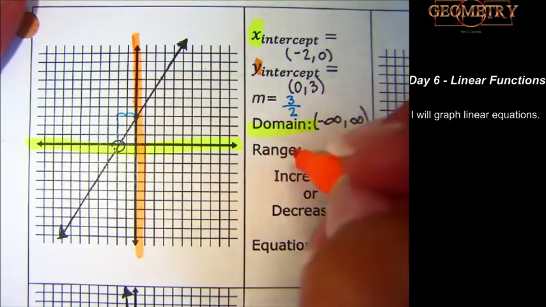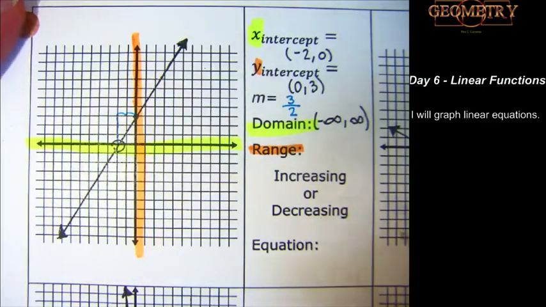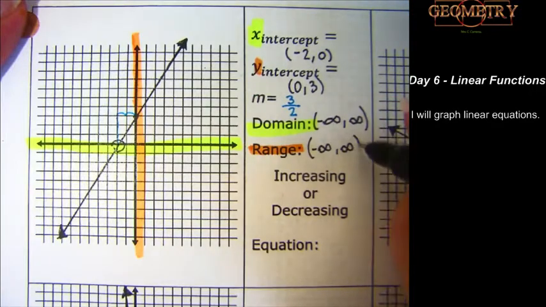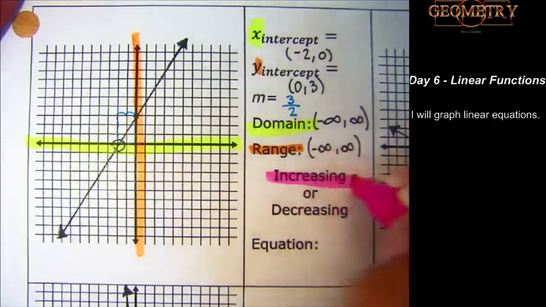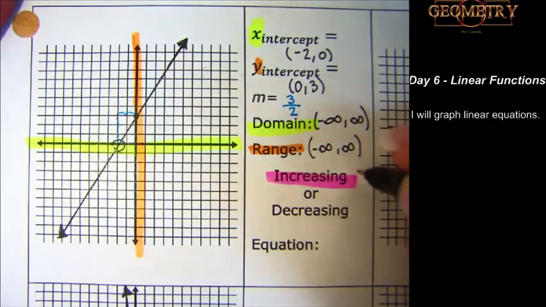What is range? The y's. And so what are all the possible y values? The same as the domain. This one is going to end up being all of the real numbers as well. Good. Now is this graph increasing or decreasing? Why? Yeah, because as you go to the right, you're going up, or its slope is positive.